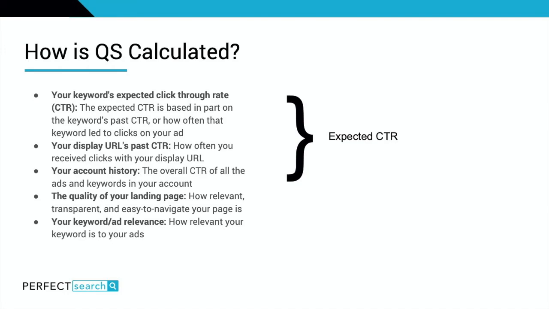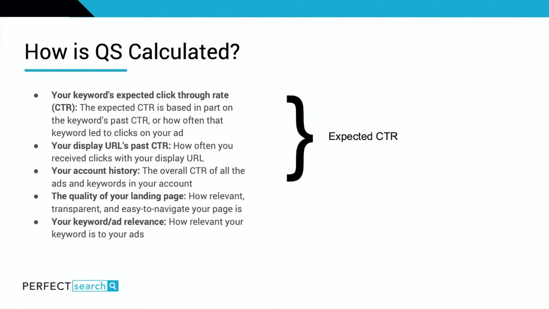The other 2 are the quality of your landing page. There, how relevant, transparent, and easy to navigate is your page. Google knows if and how long a user is on your landing page, so it's important to reduce things like the bounce rate. Obviously, you don't want someone to land on your page and then, after a couple seconds, leave. Google wants to make sure they're providing a good user experience, so it's important that your landing page is up to par. And then also your ad relevance.